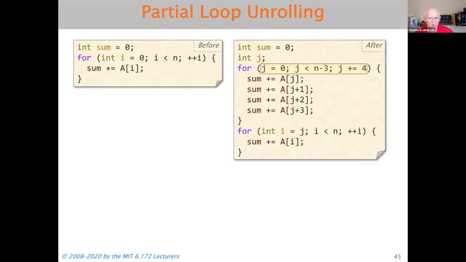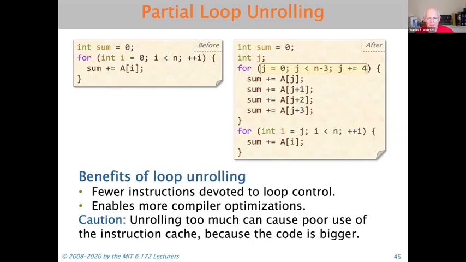So the benefits of loop unrolling is there are fewer instructions devoted to loop control. It enables more compiler optimizations. But as I mentioned, if you unroll too much, it can cause poor use of the instruction cache because the code size is bigger.